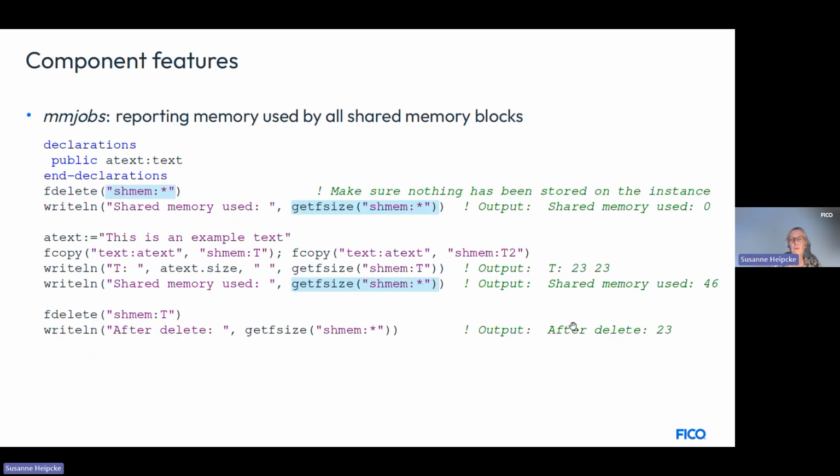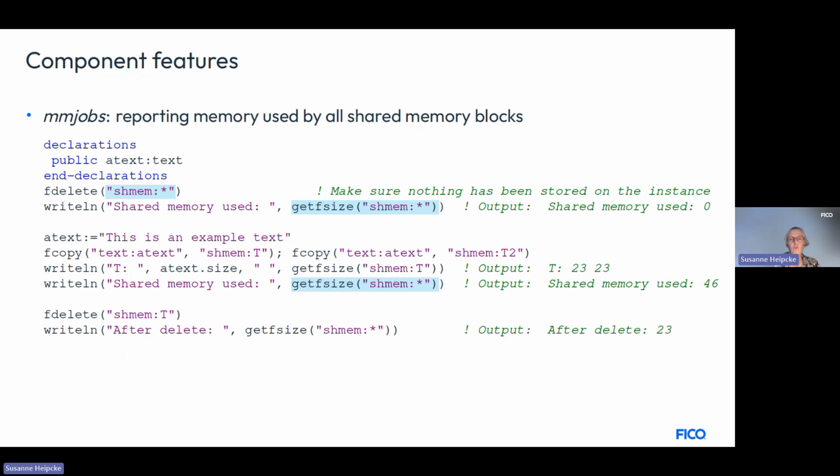For MMJobs, there is a feature that was requested by users. Already existing was actually the way of writing shared memory and deleting all shared memory. So shmem: asterisk, which removes all shared memory. We have now a way also, getfsize, to report the amount of memory used by shared memory.